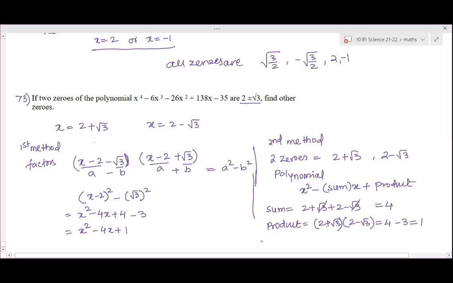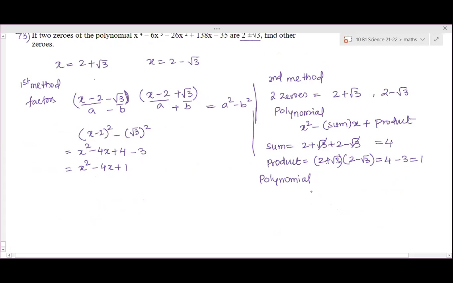So what is your polynomial? x square minus sum into x plus product. Sum is 4, so 4 into x, plus product, plus 1. So x square minus 4x plus 1. You got the same? So any one of the methods you can use: form the product of these two factors and then divide the given polynomial with x square minus 4x plus 1.